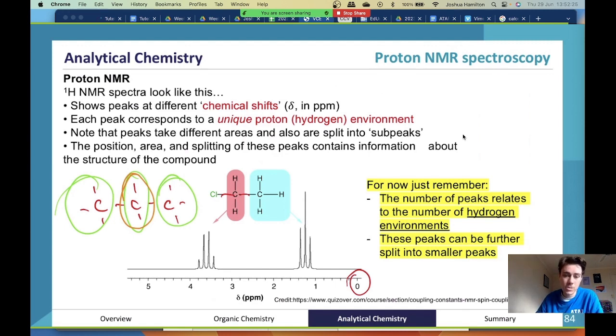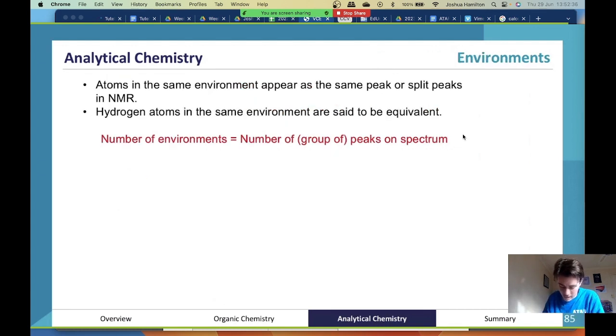So it's really important to be able to determine that. The peaks then split further, and this is determined by what's around it, and we will discuss this in a second. So let's look at environments. Hydrogen atoms in the same environment are said to be equivalent. The number of environments equals the number of peaks on the spectrum.